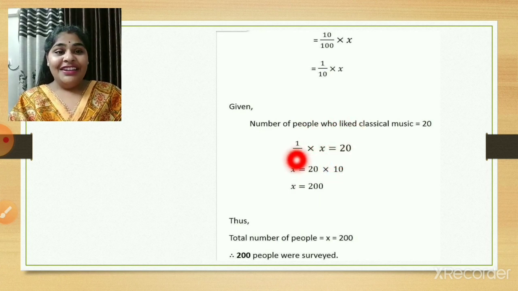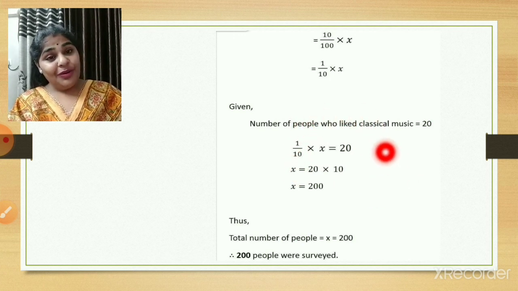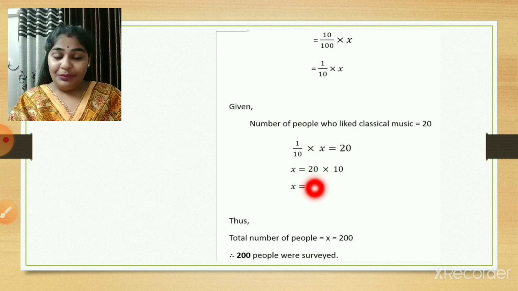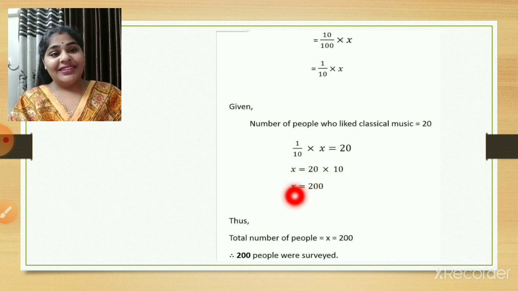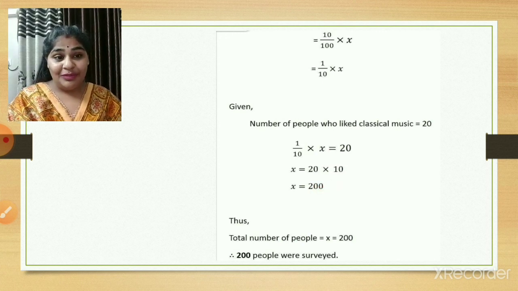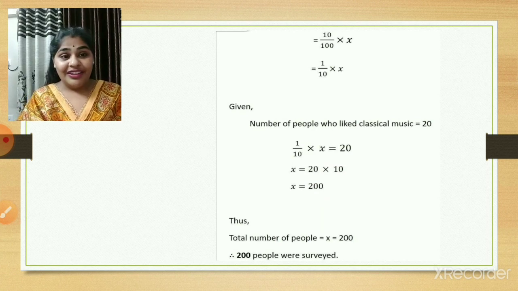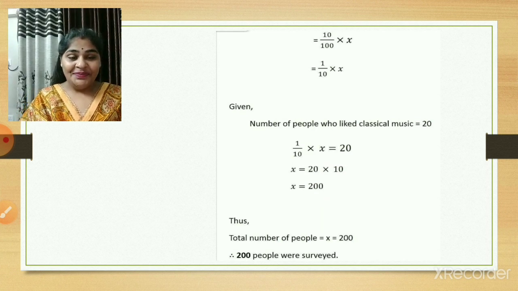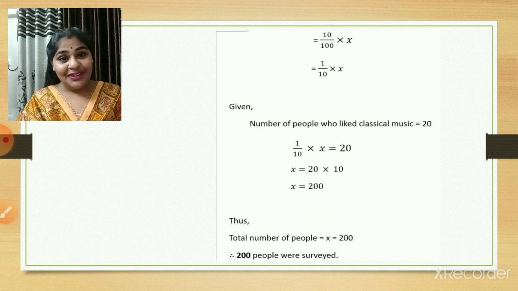Right? Now if I transpose this 1 upon 10 to the other side, 10 will go in the numerator and get multiplied by 20. So x is equal to 20 into 10, that is x is equal to 200. Thus the total number of people surveyed is 200. I hope this is clear.